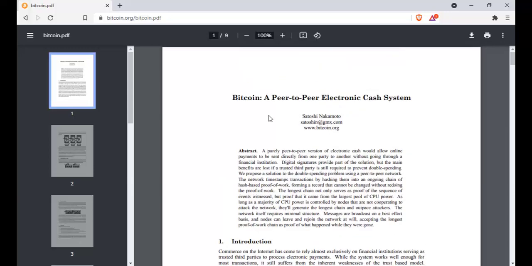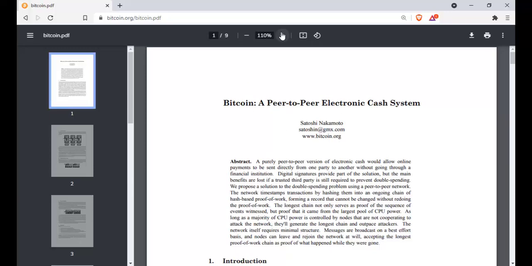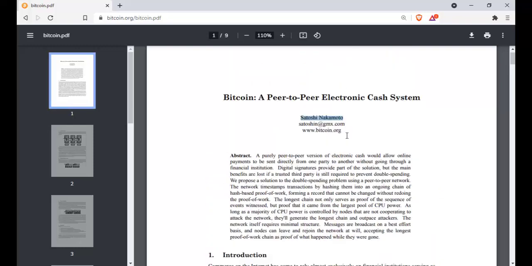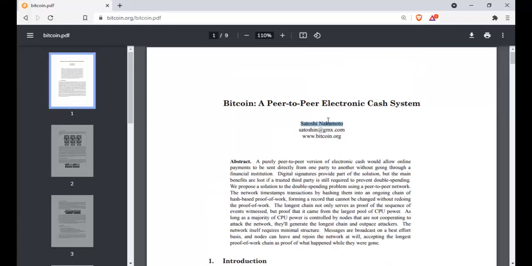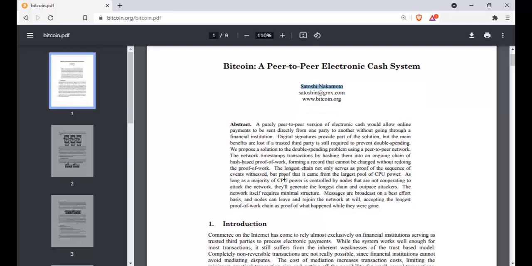First of all, we know that the Bitcoin white paper is written by Satoshi Nakamoto. Now this can be a person, this can be a group of persons. We don't know who this is. This is a pseudonymous name, and it is credited with the creation of the Bitcoin blockchain. So basically the abstract explains what you'd see in this paper and what this Bitcoin blockchain is coming to solve.